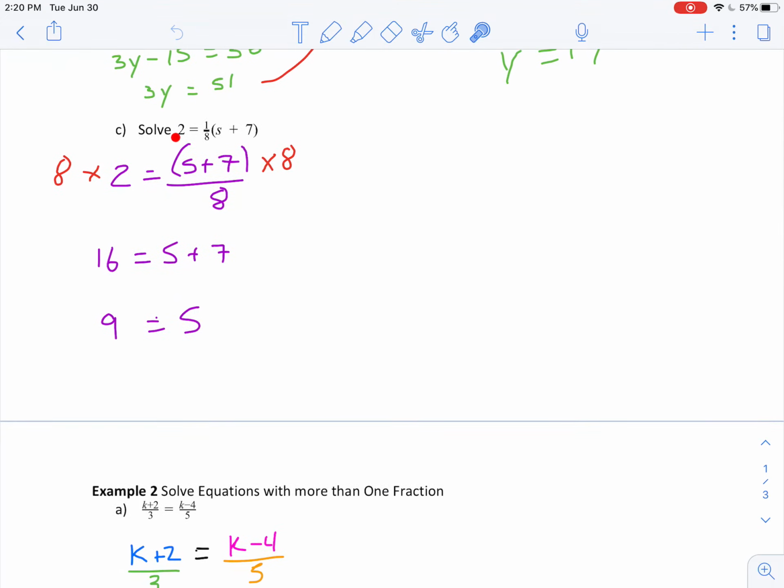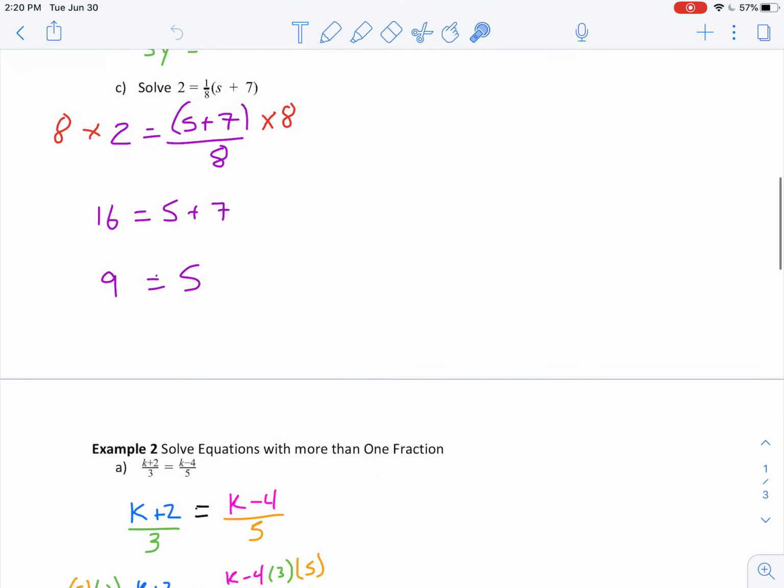Solving this, 2 is equal to 1 over 8 times s plus 7. So again, rewriting it as s plus 7 over 8, I need to get rid of this denominator, so I multiply the right side by a factor of 8. What I do to one side, I must do to the other. So 8 times 2 would then be 16, and now that denominator is eliminated. So I'm left with s plus 7. And then I just go ahead and solve for s. By bringing that 7 over, it becomes negative, and I'm left with an s value of 9.